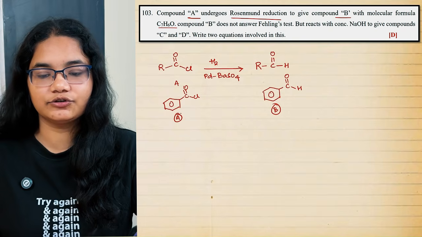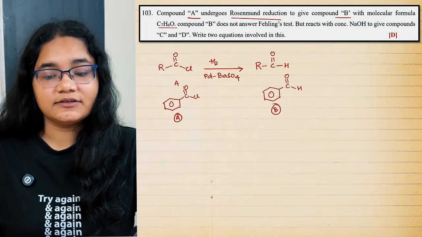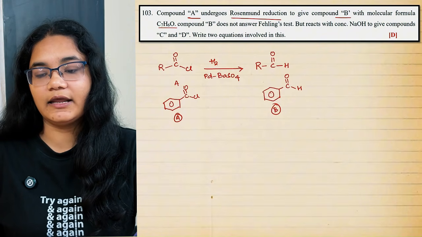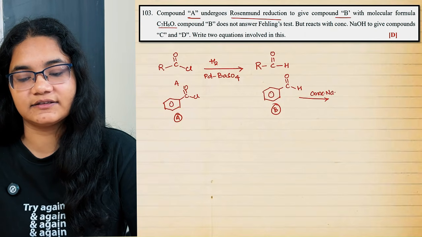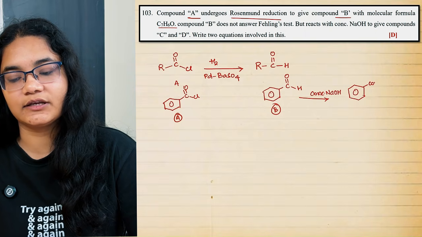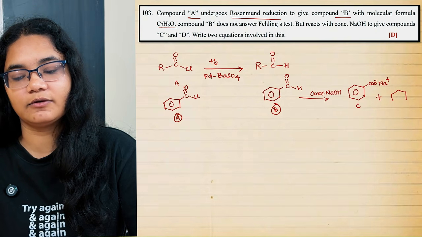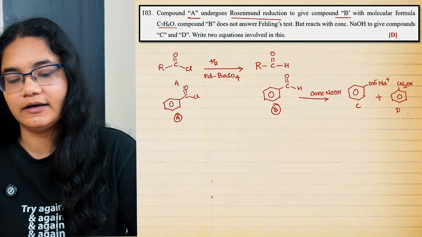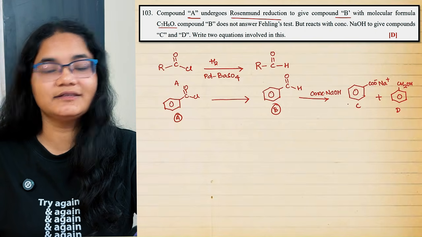We have found that much. Next, compound B does not answer Fehling's test, yes, because it is an aromatic aldehyde, but it reacts with concentrated NaOH to give you 2 compounds. When it is reacting with concentrated NaOH, it is the Cannizzaro reaction and it will give you 2 compounds, C and D. One is C6H5COO minus Na plus, the salt of the acid, and then it will also give you the reduced product, that is C6H5CH2OH, that is C and D here. Write the 2 equations involved in it. So this is the first equation and this is the second equation.